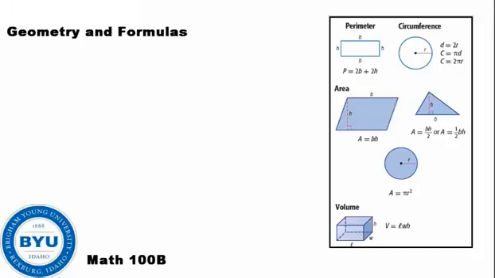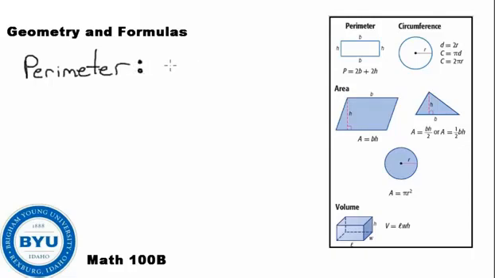So before we get started, we want to define a few terms for you to make sure that we're all on the same page on what these mean. The first term that we want to define is perimeter. Perimeter is basically the distance around an object, or the sum of all of the lengths.